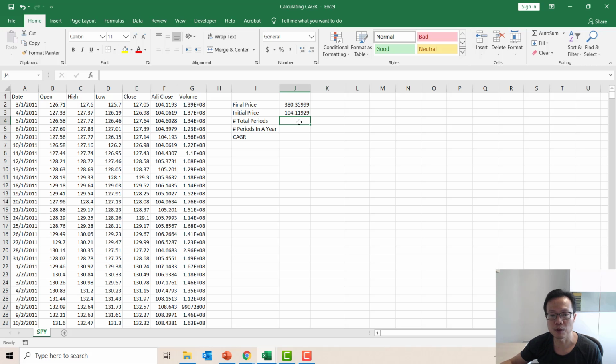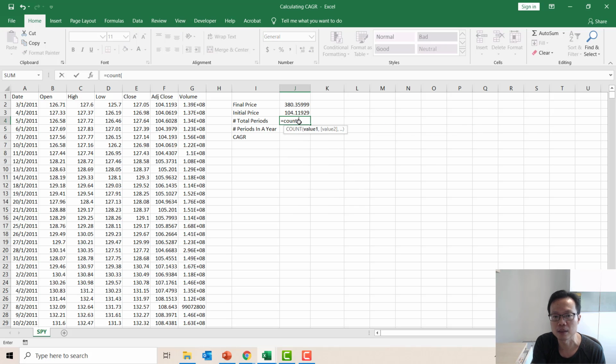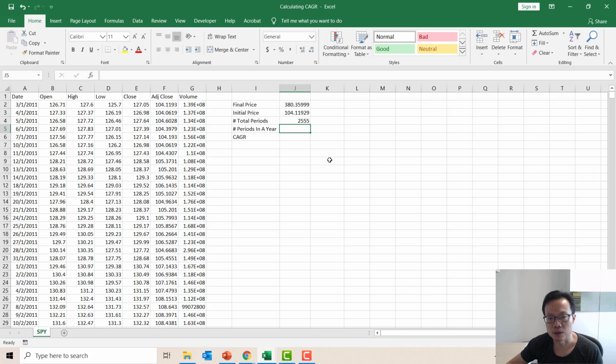Now, for the total number of periods in this entire data series, you can make use of the count function to help us get that. So open bracket and let's count column A starting from cell A2. Control Shift arrow key down to select the entire data series. Close it and hit enter. And you have 2,555 trading days in this entire set of data here.